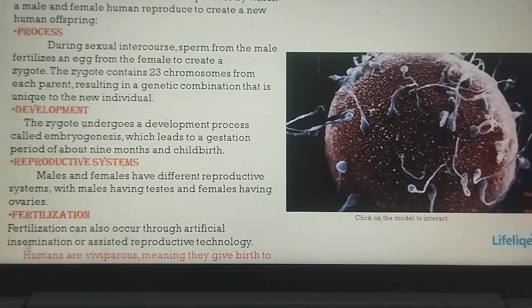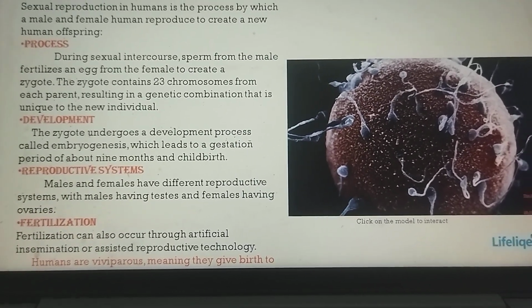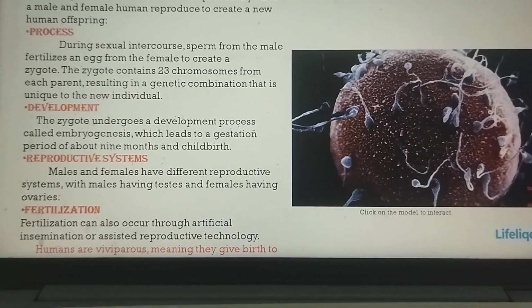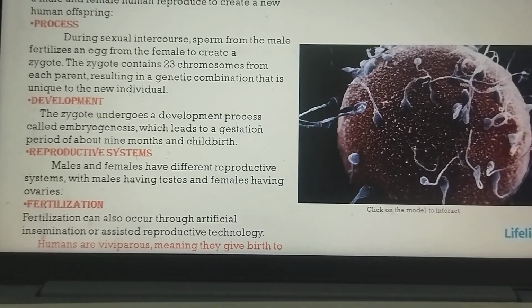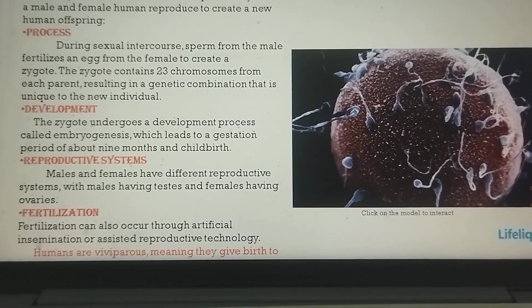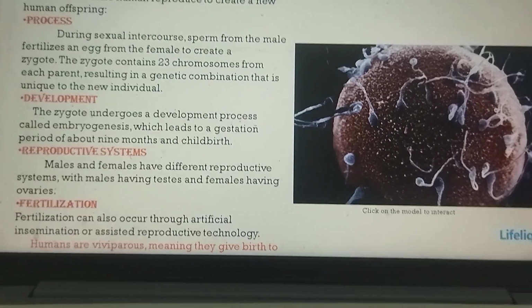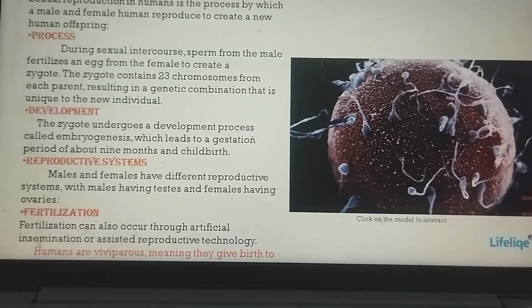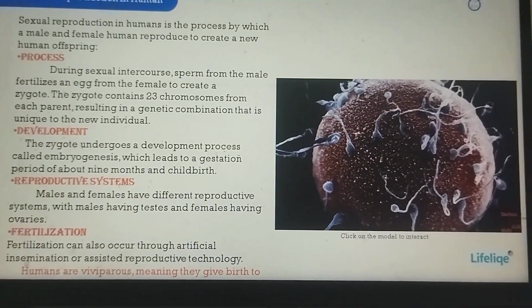So now what is the reproductive system? Males and females have different reproductive systems, with males having testes and females having ovaries. I guess I'm clear with this point. Now what is fertilization? Fertilization can also occur through artificial insemination or assisted reproductive technology. The best example of artificial insemination is test tube babies, right?